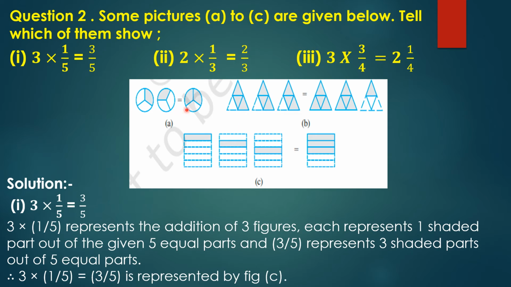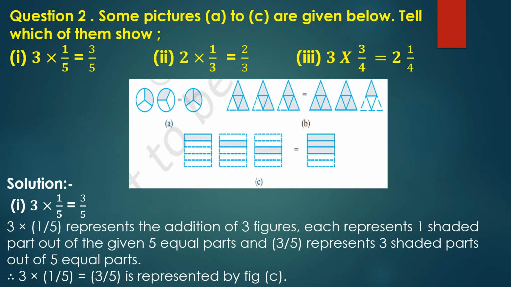Because in the diagram it is given as equivalent also. Therefore 3 by 5, what does it represent? 3 shaded parts out of the 5 equal parts. Okay, so this is the representation of the given question. So here how many figures should be there? There must be 3 figures. So here B and C consist of 3 figures. And what is the next criteria? 1 by 5 means there should be 5 equal parts and 1 part should be shaded.